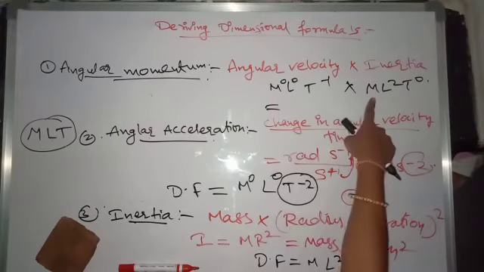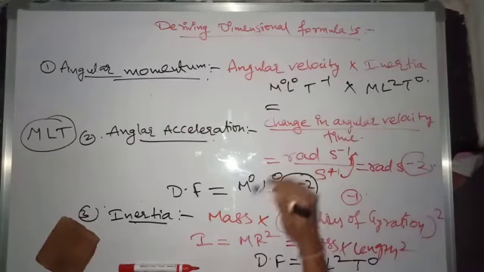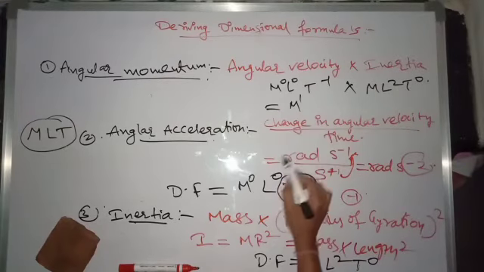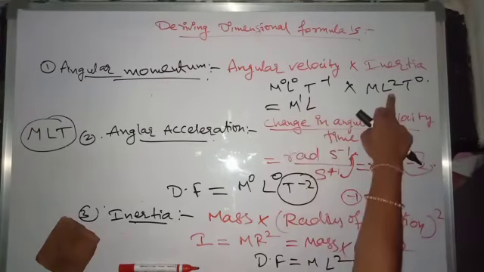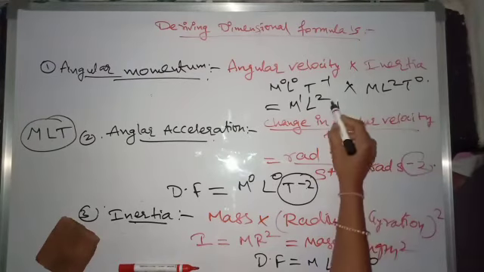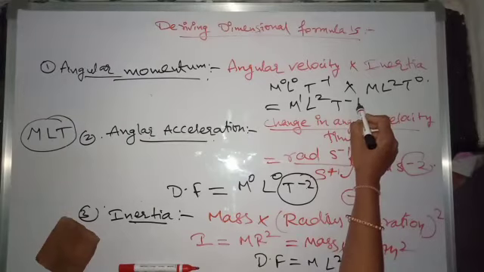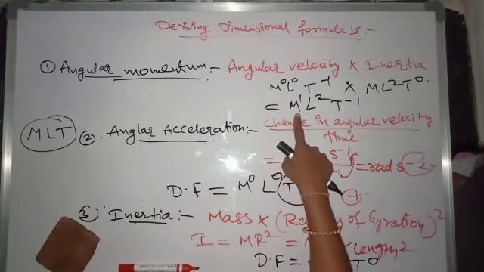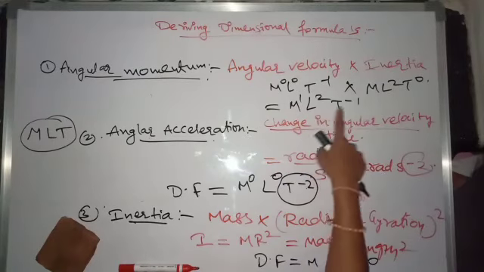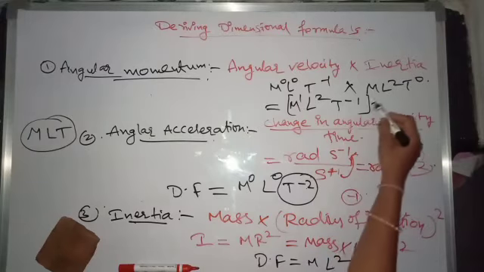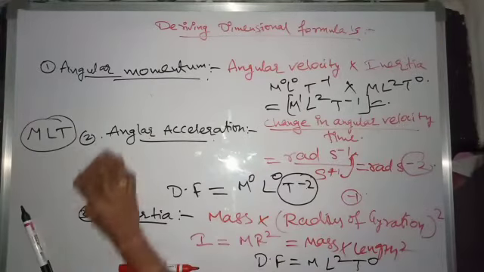If the bases are same, powers should be added, you know that. So M power 0 plus 1 is M power 1, L power 0 plus 2 is L power 2, T power -1 plus 0 is T power -1. So coming to angular momentum, the dimensional formula is M power 1, L power 2 and T power -1. This is the dimensional formula for angular momentum.